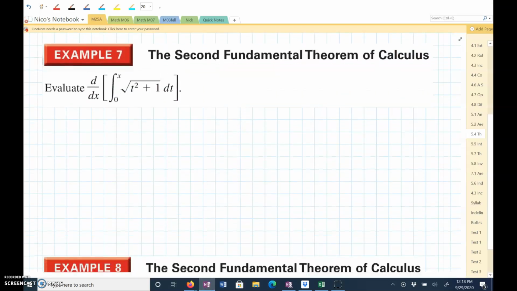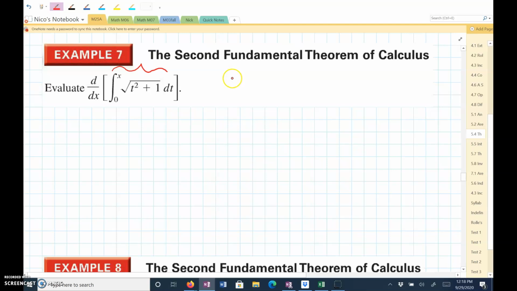Example 7, second fundamental theorem of calculus. So we're trying to take the derivative with respect to x of this integral here. First of all, we have to make sure that this is in the right form to use the second fundamental theorem of calculus.